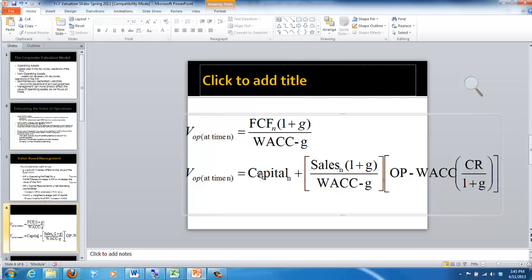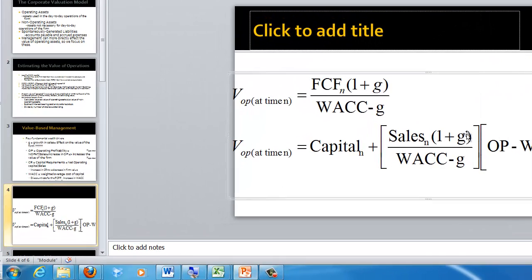So this is our operating capital. So the value of the operations of the firm at any time are equal to the total amount of operating capital that the firm has, net operating capital, plus the sales of the firm for the next period, divided by the weighted average cost of capital minus the growth rate. So you can see here, if sales increase in this case, then the value of the firm would increase. But if weighted average cost of capital increases, then the value of the firm is going to decrease.